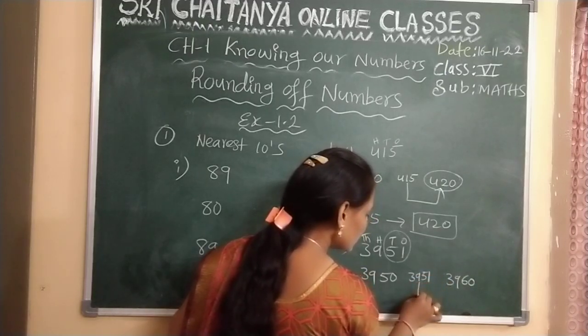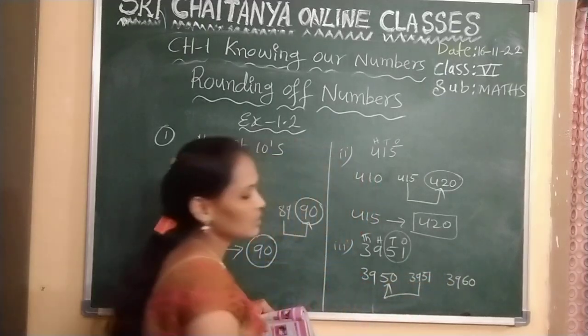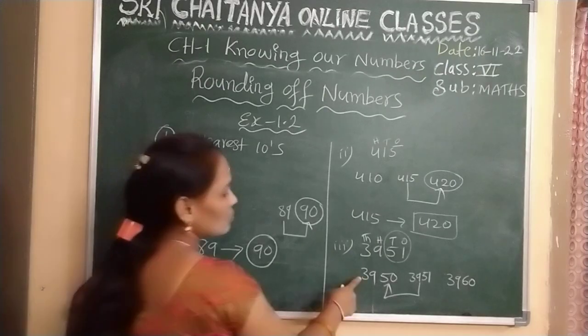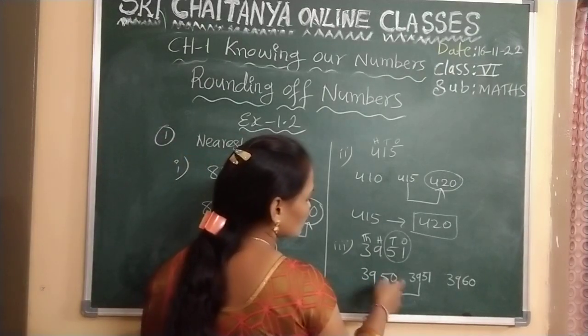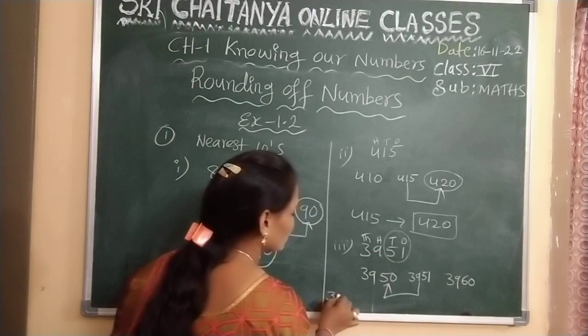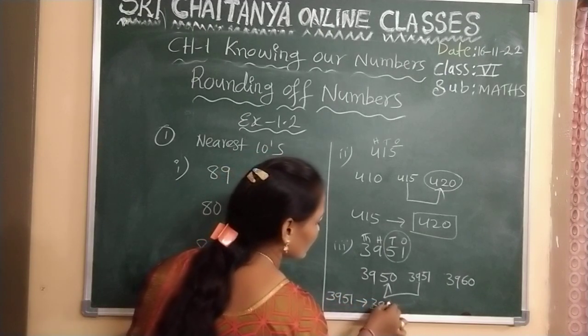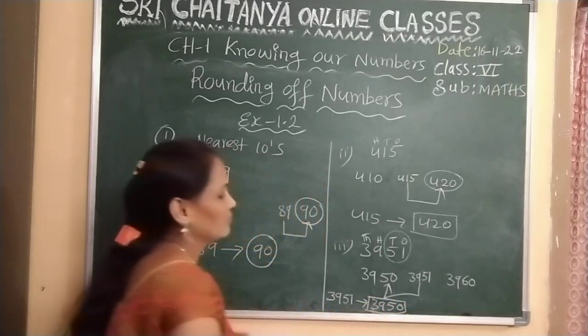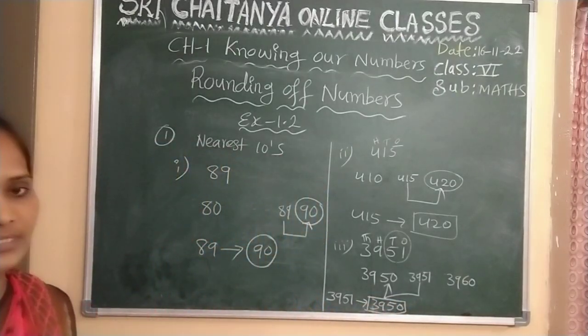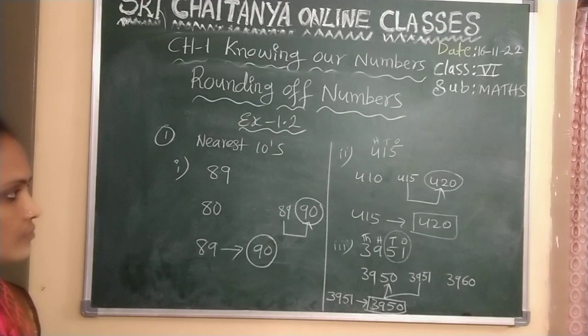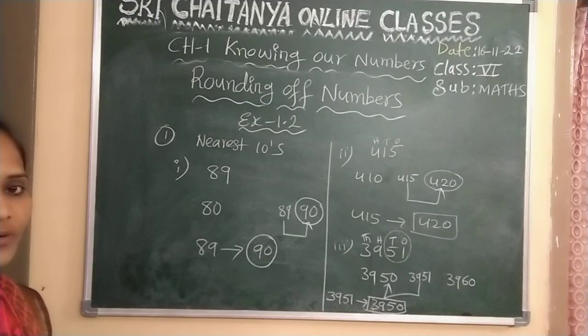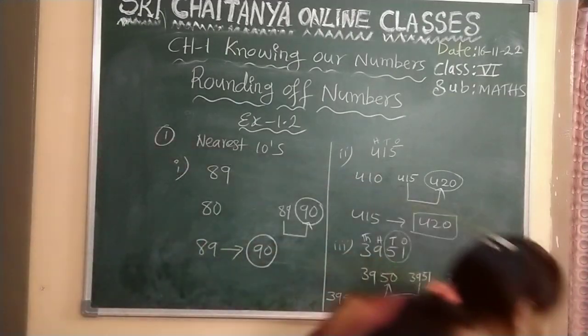3951 is near to 3950. So the rounding number of 3951 is 3950. This is the rounding number, nearest to tens. This is about the nearest to tens. I hope you understood.